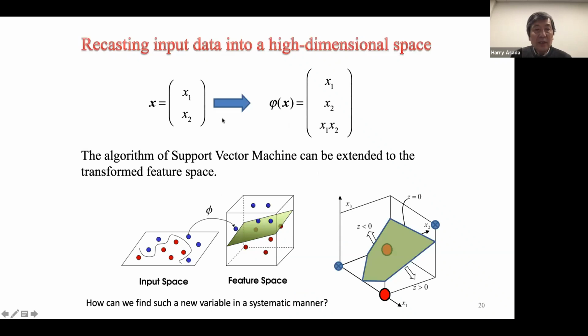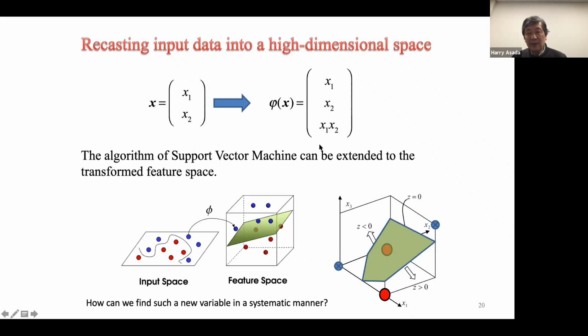So what this means is that we have augmented the feature space, or input space, from a two-dimensional vector to a three-dimensional vector, phi of x: x1, x2, and then x1 times x2, right? So this is the way we did it. Okay, so the support vector machine algorithm can be extended to the transformed feature space.